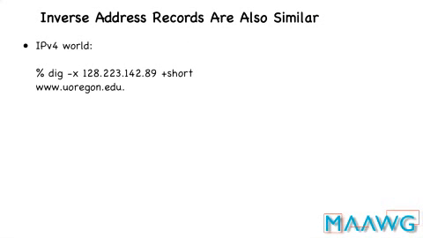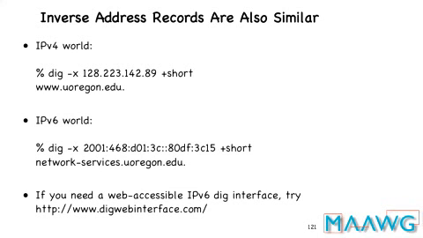Inverse address records are also going to be available to you. So for example, in the v4 world, you might use dig -x to see what numeric IP resolves to. In the v6 world, you're going to use dig -x as well. You're just going to provide that colon separated value instead of the dotted quad.